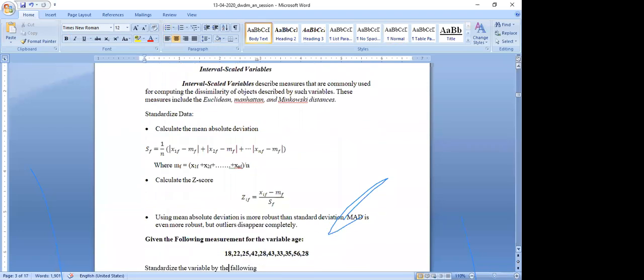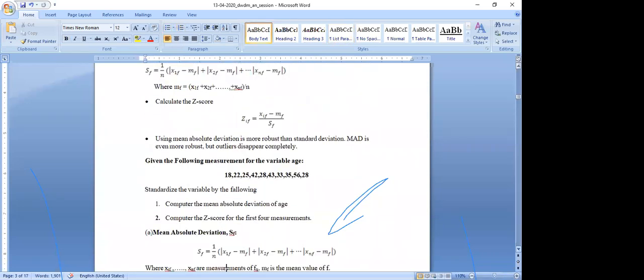So here we have one example. The question gives the following measurements for the variable x: 18, 22, 25, 42, 28, 43, 33, 35, 56, and 28. The question says to standardize the variable as follows. First, compute the mean absolute deviation of x. Second, compute the z-score normalization only for the first four measurements. The x values in the second part are 18, 22, 25 and 42.